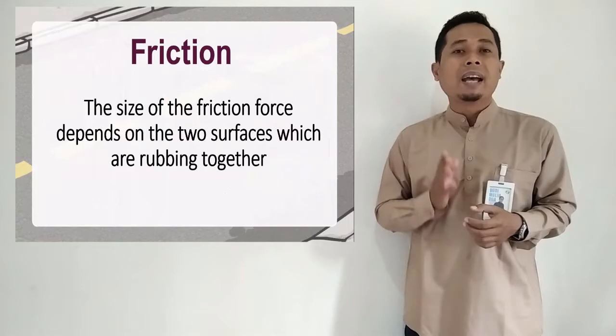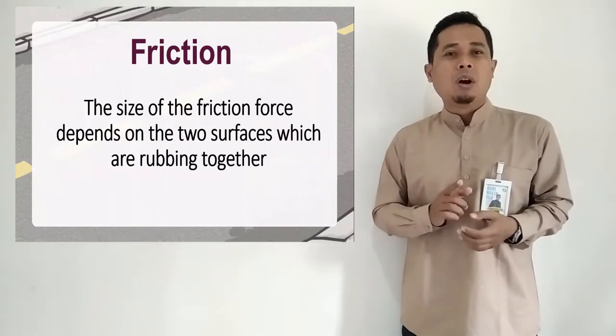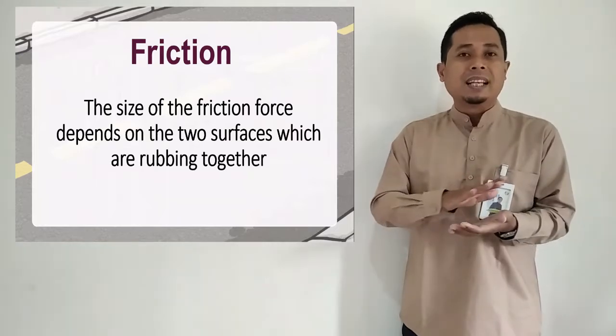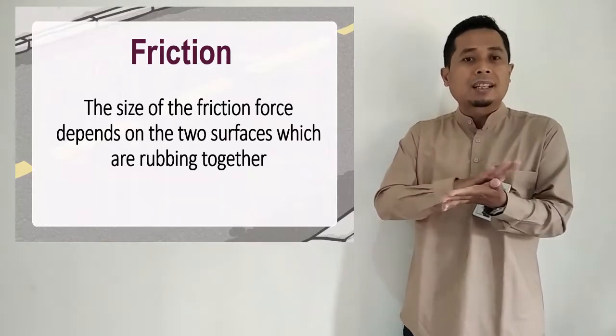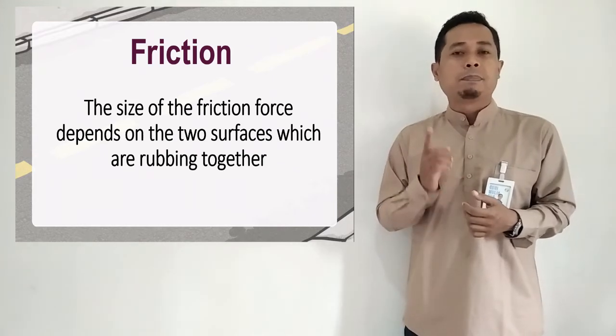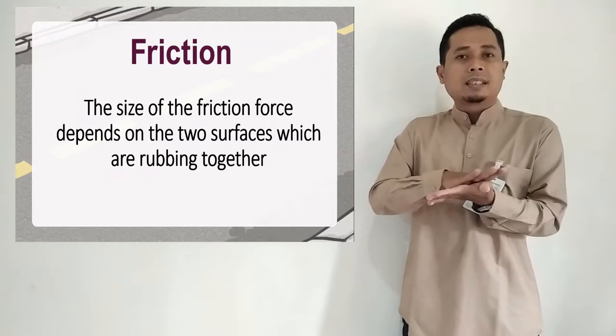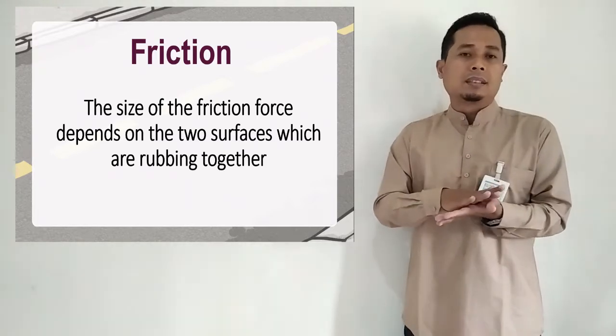Next, we also had learned about friction. Do you still remember about friction? Friction is a force that acts when two surfaces rub together. And the size of the friction force depends on the roughness of the surfaces that are rubbing together.